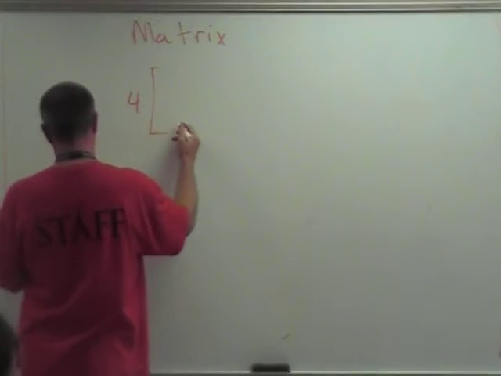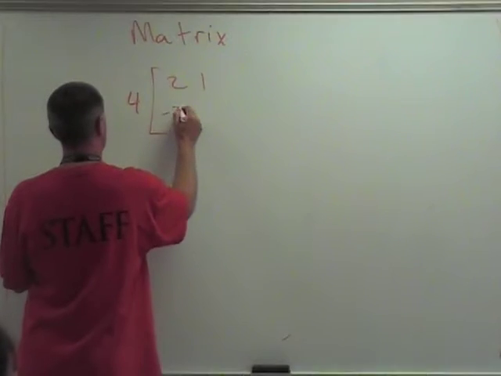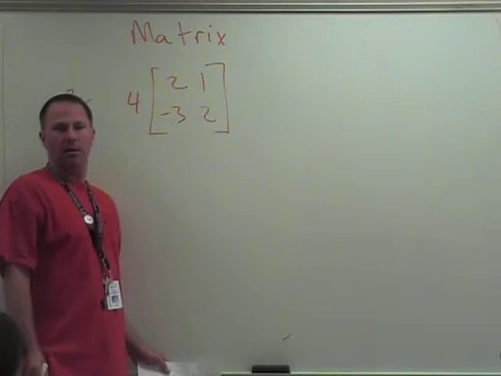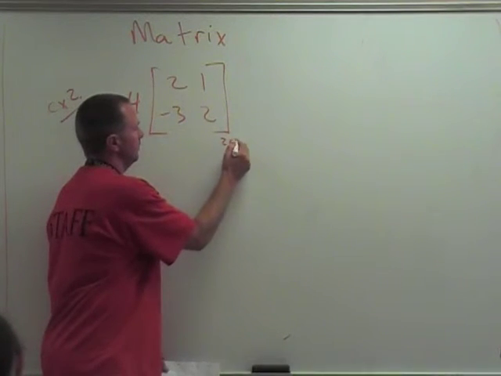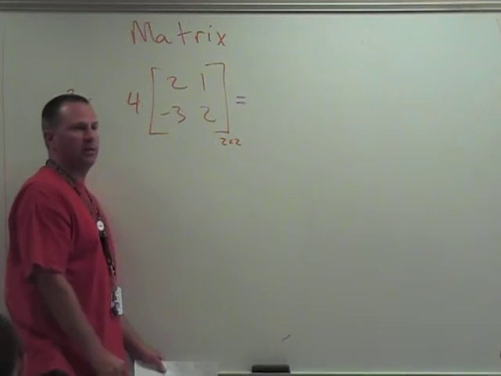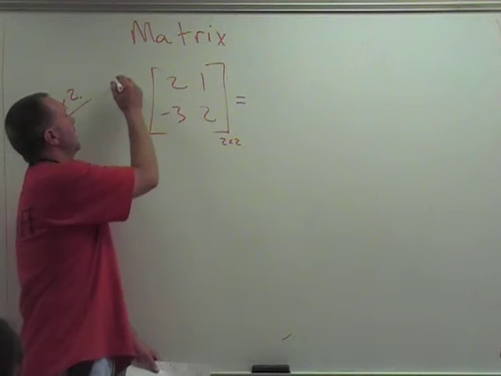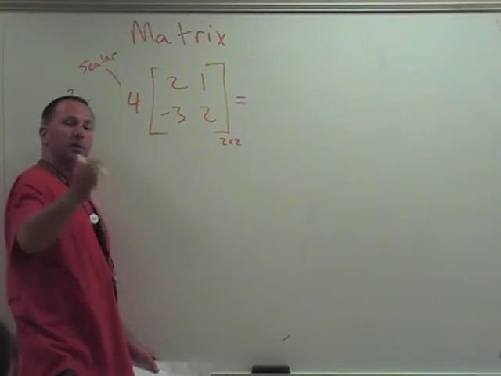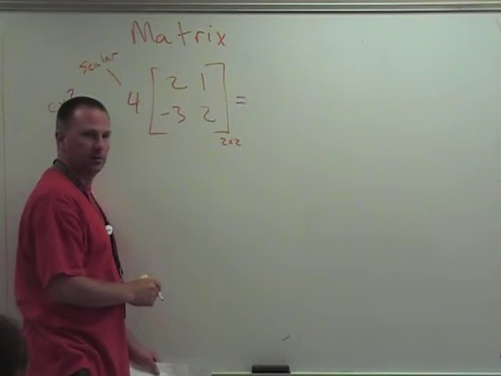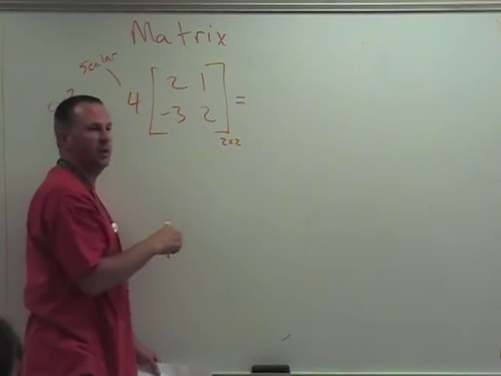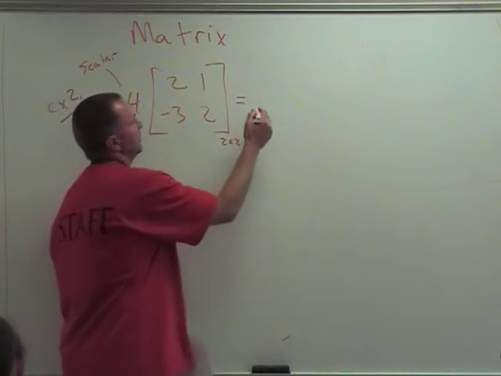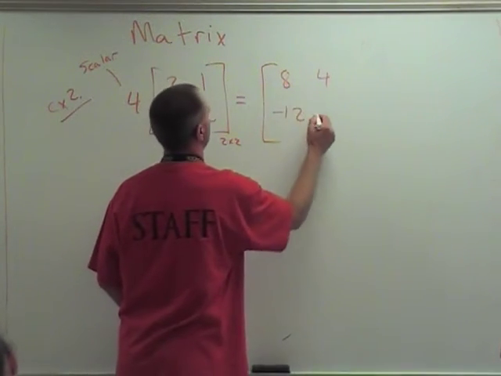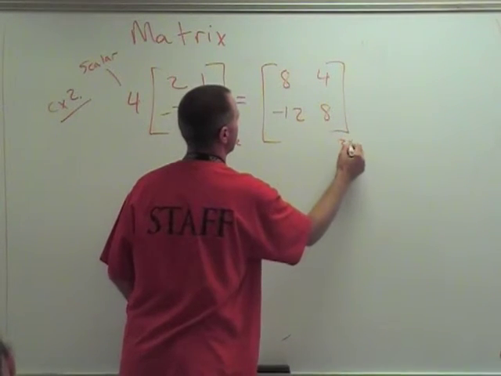4 times this matrix. First of all, what size matrix is that? 2 by 2? Good. What do you think we're going to do with the 4? This is called a scalar, by the way, for vocabulary reasons. Josh? Multiply it by everything. Multiply each entry by what's on the outside. So you will get 8, 4, negative 12, and 8. And that is a 2 by 2 as well.